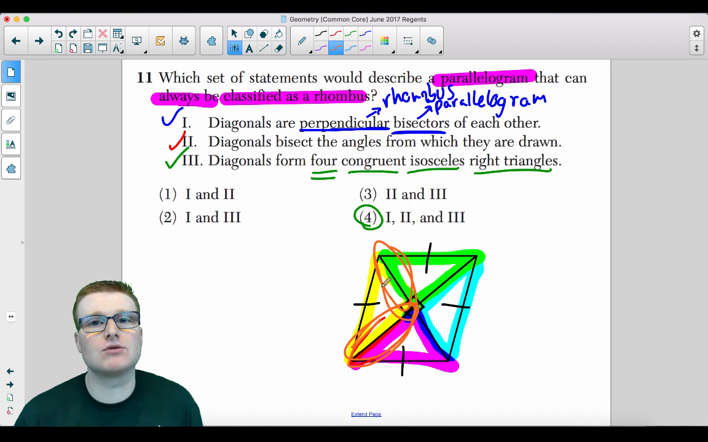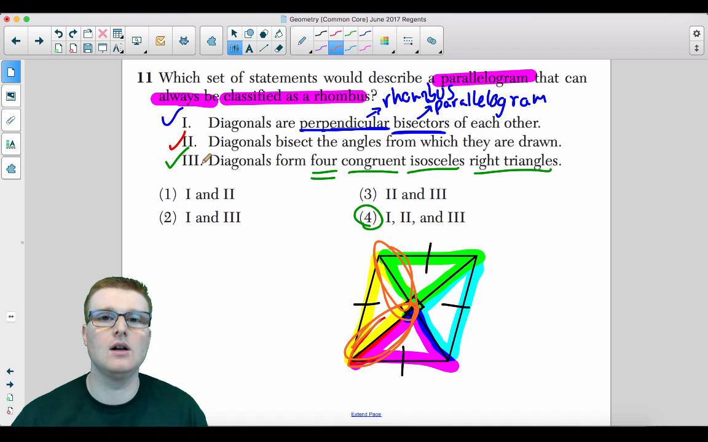We don't know that in a rhombus because they never are. The diagonals are not congruent in a rhombus. It's congruent in a rectangle. So why is that the answer? This is what got me really, really upset.